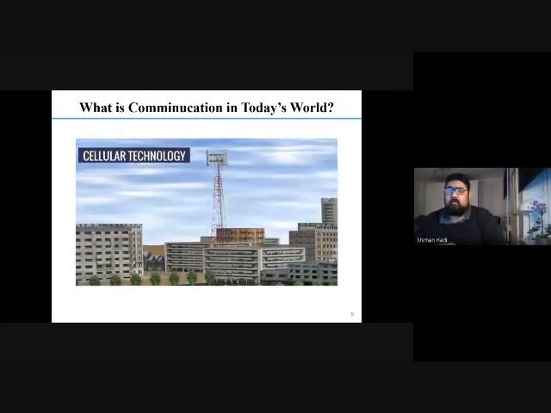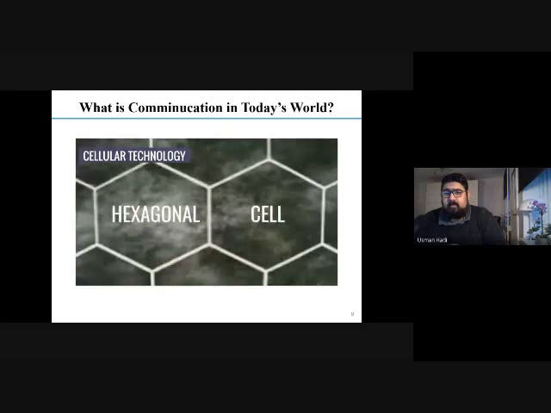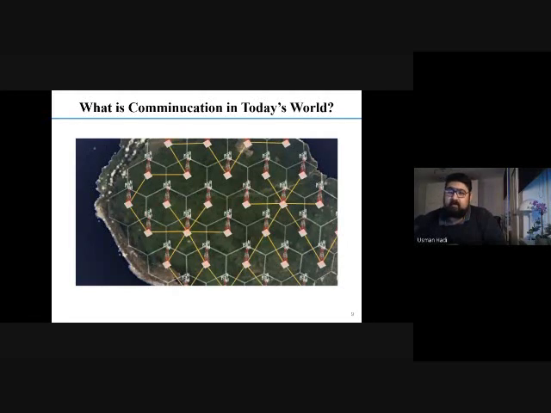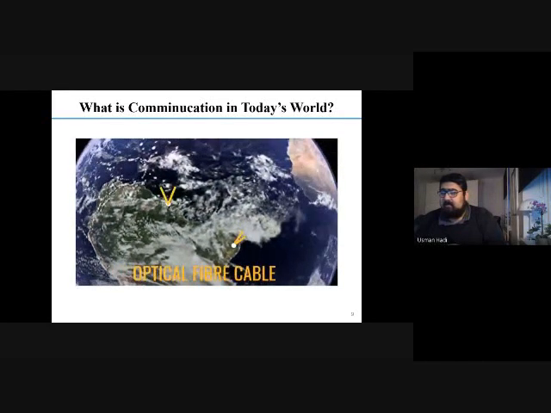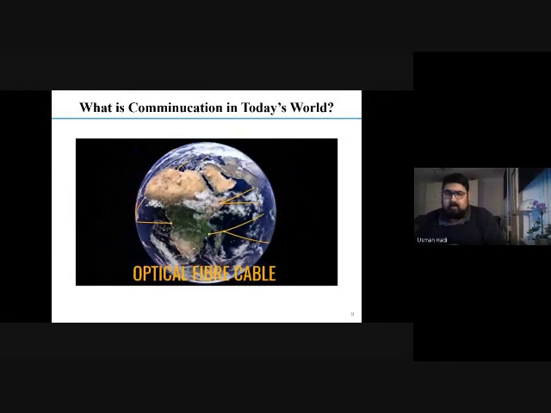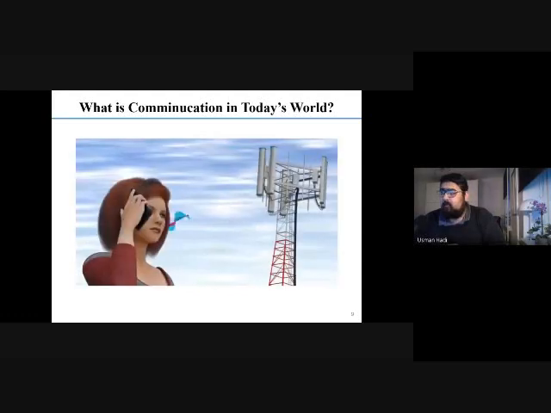In cellular technology, a geographic area is divided into hexagonal cells, with each cell having its own frequency set. Each cell generally has a cell tower that is connected through wires called optical fiber cables. And here is what we are involved in with our research. These optical fibers are laid under the ground and over the ocean, all over the world, and they connect internationally and nationally.